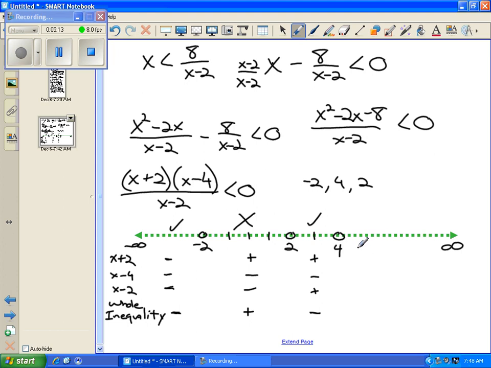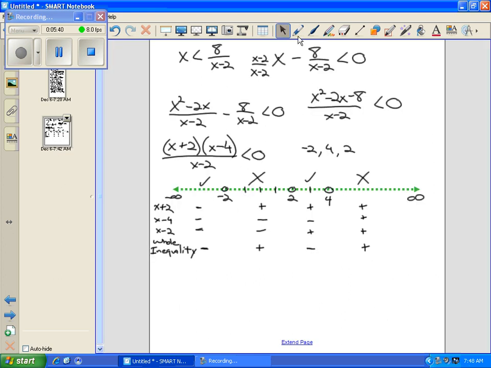I got one last interval here between 4 and infinity. I'll plug in 5. If I plug in 5, this is going to be positive. If I plug in 5, this is going to be positive. If I plug in 5, this will also be positive. So you got all positive there, so that's going to end up being positive. We don't want positive, so that interval doesn't work. So you can see on your number line which values are going to satisfy this inequality. And all you got to do then is just kind of list those out. And that'll be your answer.